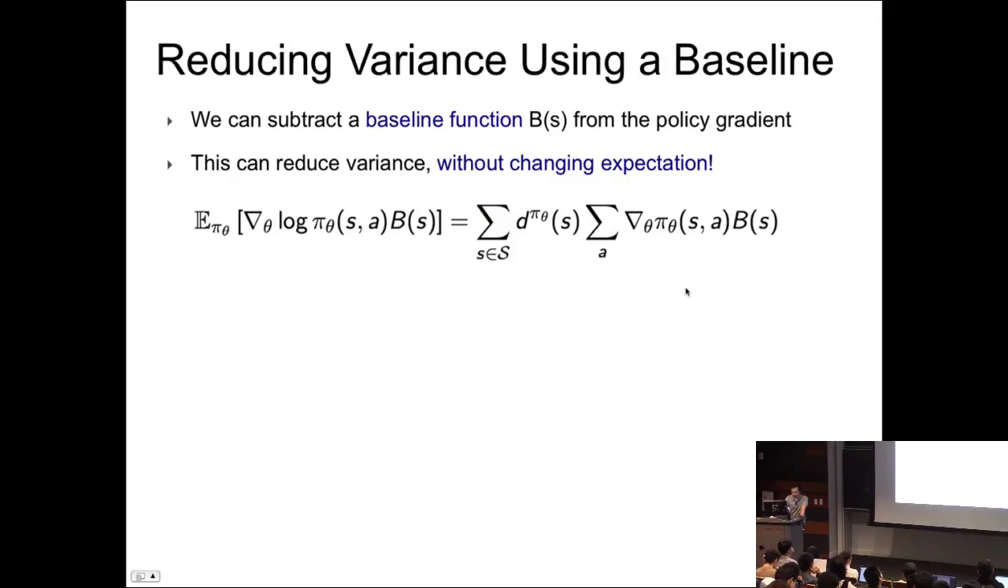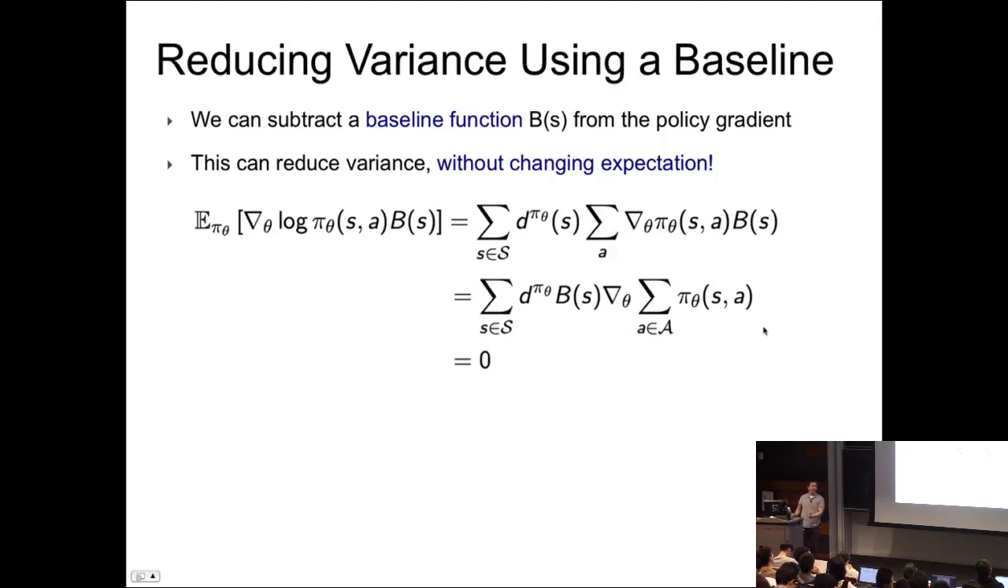I can write down this expectation in this form, right? And something interesting happens. This term here doesn't depend on the action, right? It's just a function of the state. So I can pull this B out of here, right? What's the gradient of this quantity? It's 0. Can anybody tell me why it's 0?